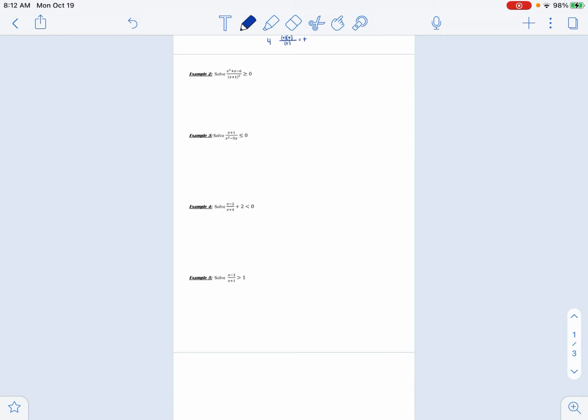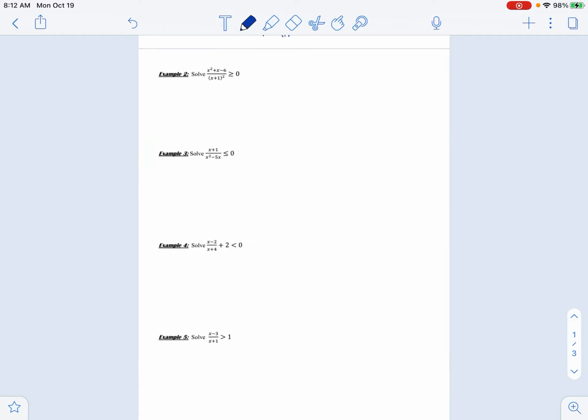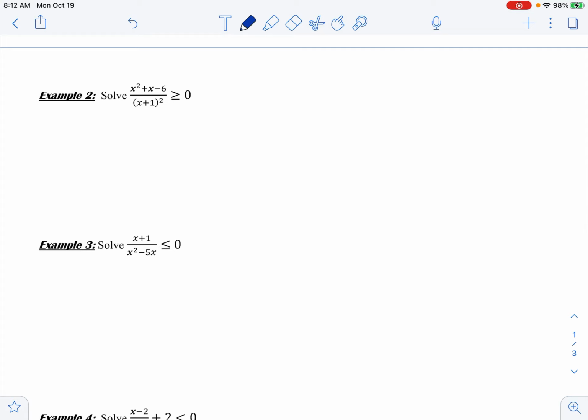Okay, so we have 3 more examples to do. They're all fairly different. So just make sure you are sticking through each one here. Okay, are there any restrictions on the domain? So that's a yes. I know x can't be negative 1 because that would make my denominator 0. So I'm going to start off by saying x cannot be negative 1.